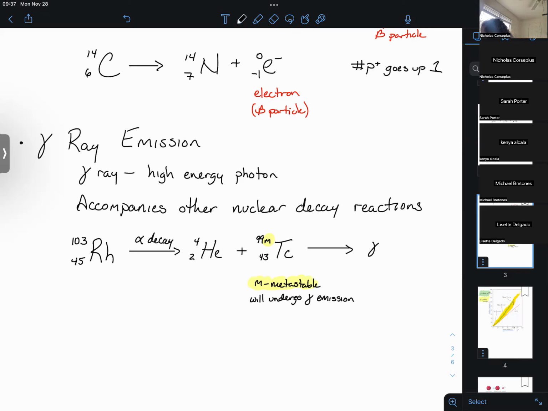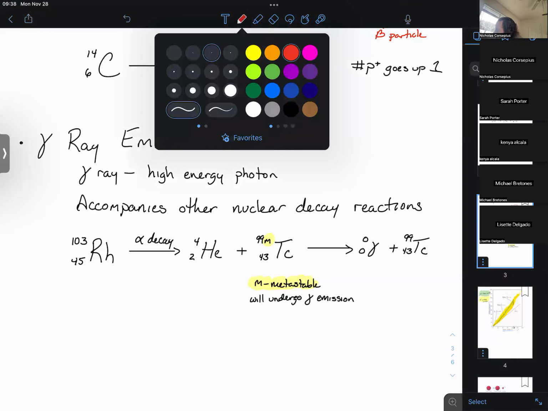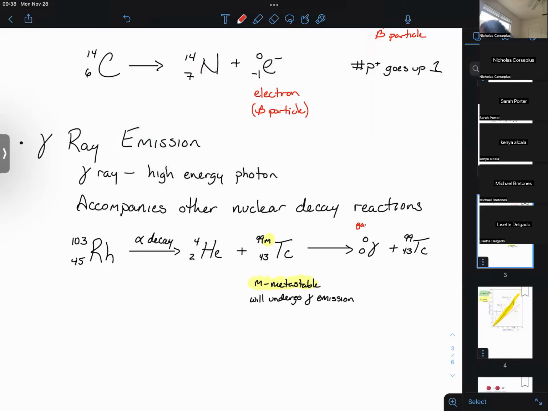So a gamma particle, because it is a photon, doesn't have any protons associated with it. It also doesn't have any mass. Photons are kind of weird like that. All right, and so what I get out of that is the same exact mass number and same exact number of protons, just now the more stable nucleus. So it doesn't have that m indicating it's unstable or would undergo gamma ray emission. Okay, and again, this little gamma here, this is what we call our gamma particle, which is a photon.